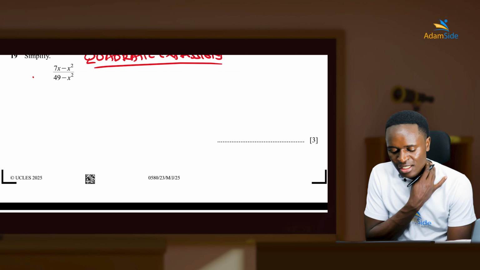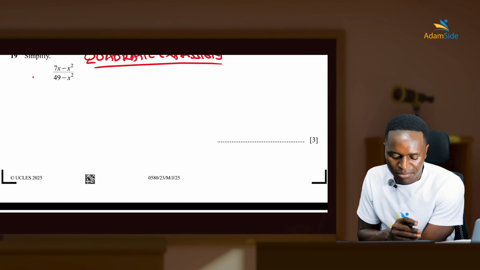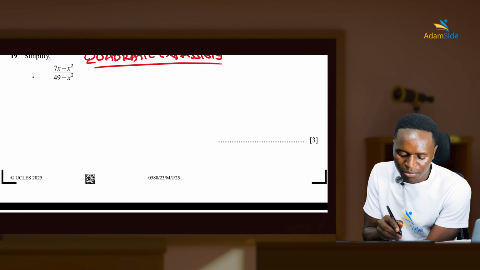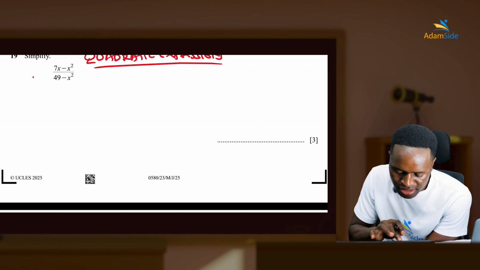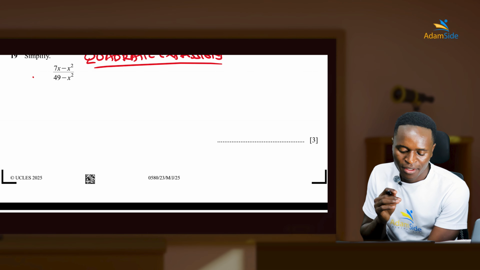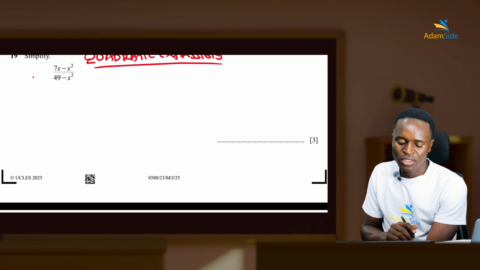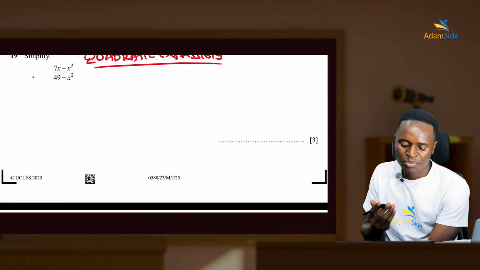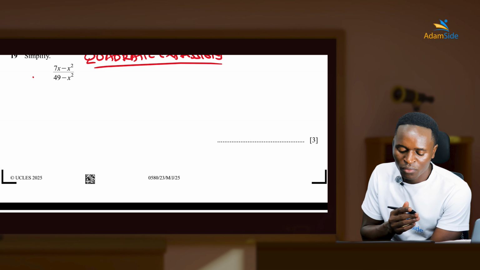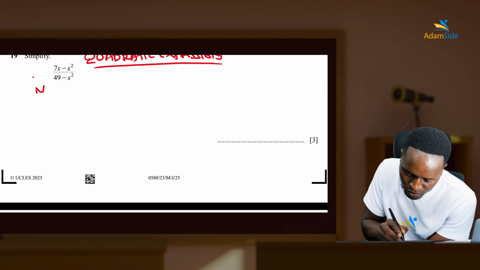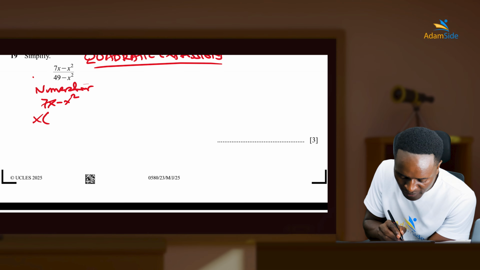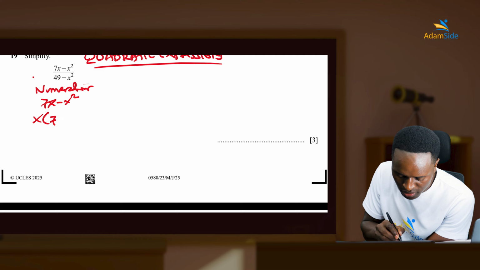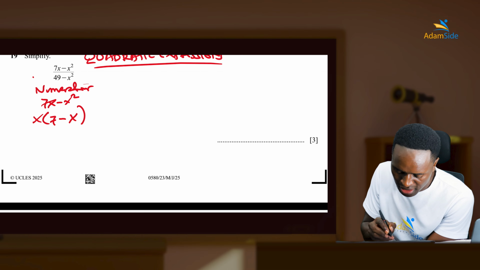So we have 7x minus x squared divided by 49 minus x squared. At the bottom of our fraction, we can see we have a difference of two squares, and on top we just have a quadratic expression. So we just need to factorize. Look for a common factor. The numerator is the top number. In the numerator, we have 7x minus x squared. What's common? x. So x, you get 7 minus x. That's the numerator.